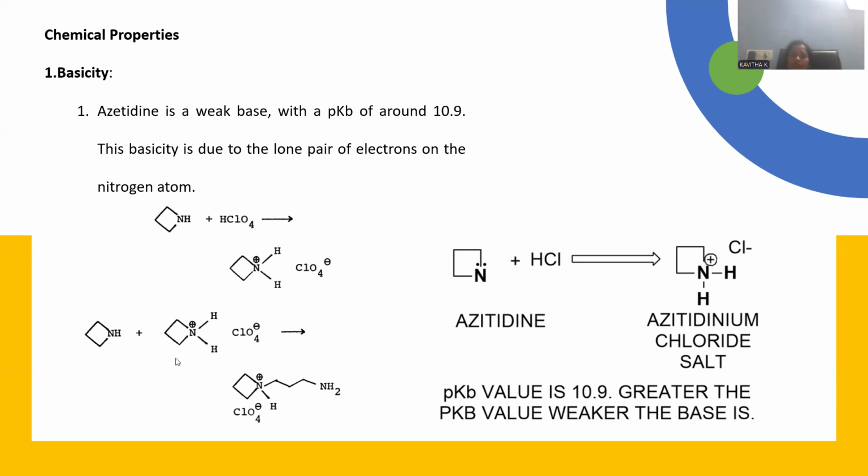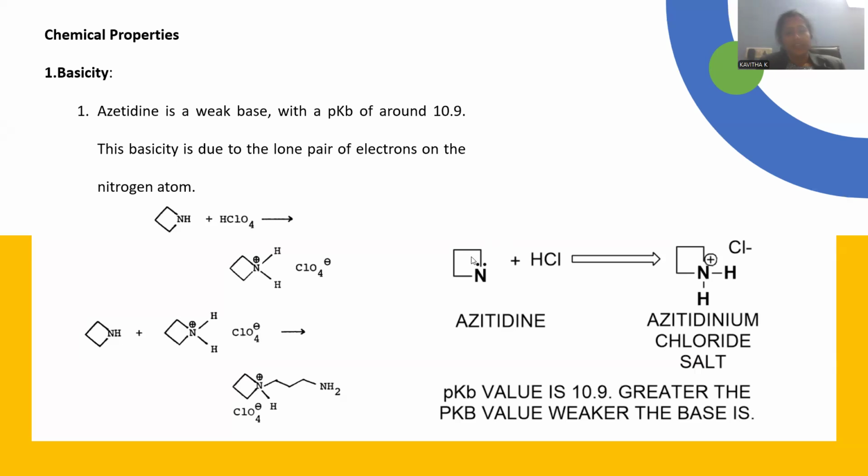That azetidinium salt, whatever is generated, can bind with another azetidine molecule, giving rise to a kind of alkylated product. Azetidine can be treated with hydrochloric acid, giving rise to azetidinium chloride salt, and its pKb value is indicated as 10.9. The higher the pKb value, the lesser the basic nature, because the nitrogen exists in the ring system. That's the reason the lone pair of electrons is not that easily released to the acid, so the basic nature is not that strong, right?